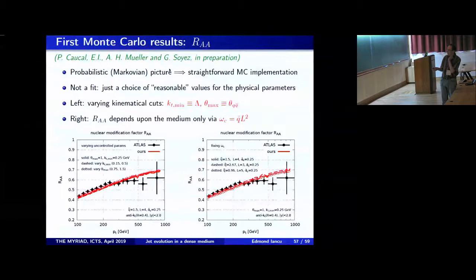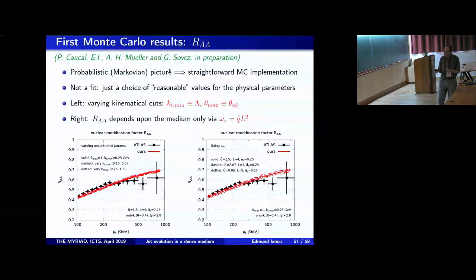And this plot here is obtained for different choices of Q hat and L in such a way that Q hat L squared is fixed. Just to emphasize that however you change Q hat and L, if you fix Q hat L squared, the results don't change, because that's the scale which controls energy loss. Well, more precisely, the scale which controls energy loss is alpha squared times omega c, but alpha is also fixed, so everything is fixed.